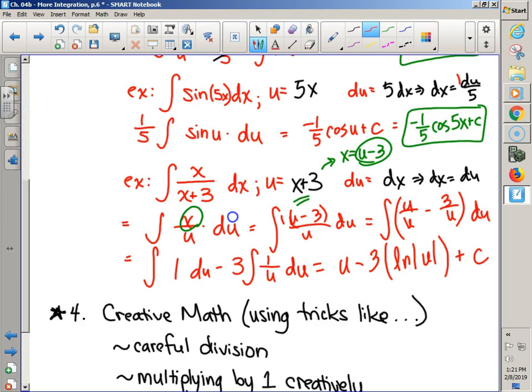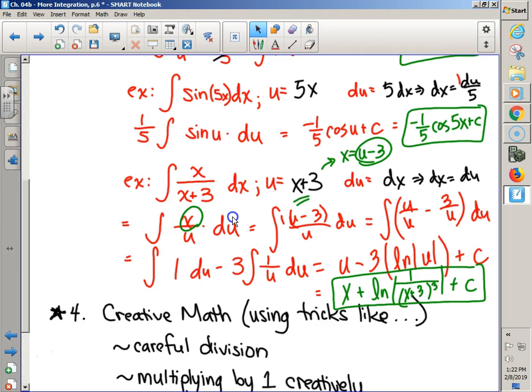But if that's true, hold on, not done yet. What do we have to do? Would you guys have been able to make it match? You ready? The final answer would be x plus ln of 1 over x plus 3 cubed. But what happened when you plugged in? It won't look like that. What would it have looked like before?